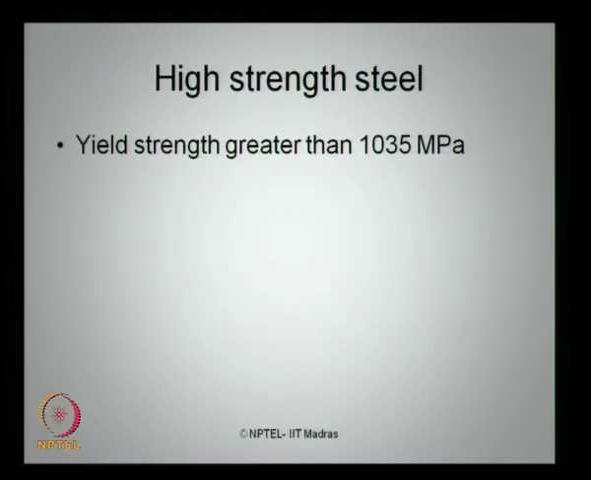If you look at high strength steel, yield strength is greater than 1035 megapascal, which is a very high value. In design of onshore structural systems like buildings, you must have never encountered a steel whose yield strength is higher than 1000 megapascal. In reinforced concrete structural systems, we have been using steel of about 550 megapascal or maybe 415, whereas here we have a yield strength as high as 1035 megapascal.